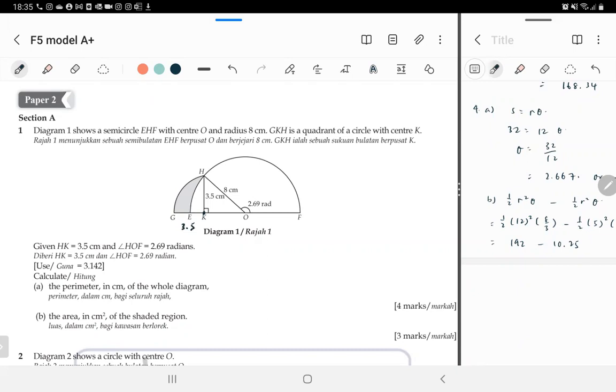But GE is partially in the territory of the radius, so you can use OE, this triangle, to find KO, right? Oh yeah, Pythagoras' theorem, and then minus. Yes, correct.